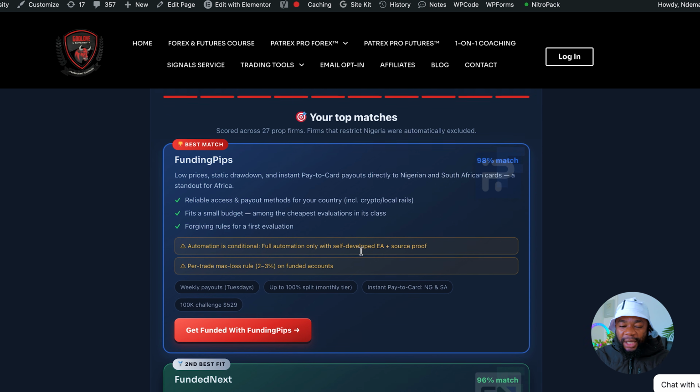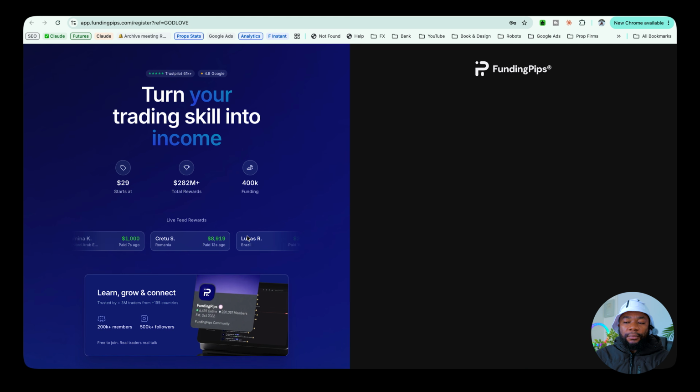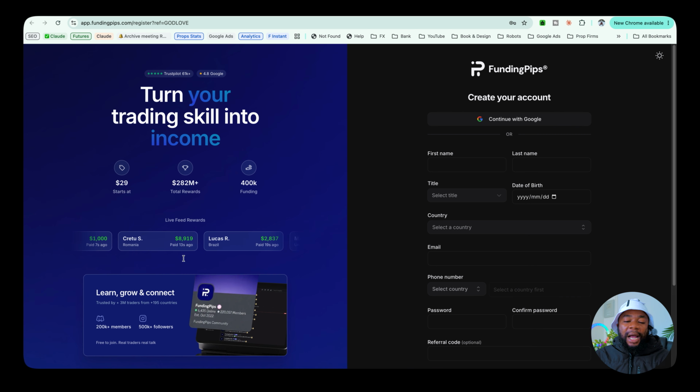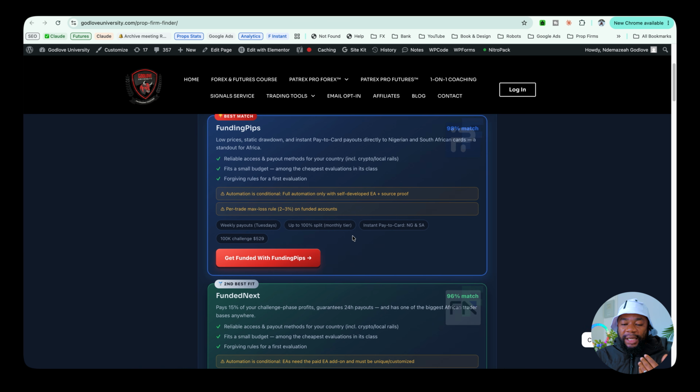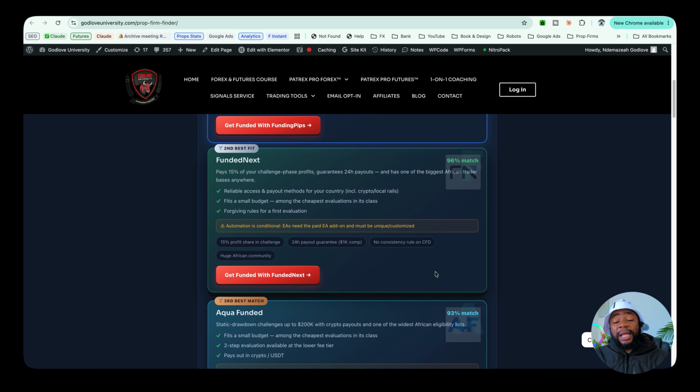If you want to get funded with any of these prop firms, just click on Get Funded Now, and voila, it takes you directly to their website, and you can automatically sign up for an account and start trading with the prop firm directly from there, without getting scammed or having to look for links on the internet.